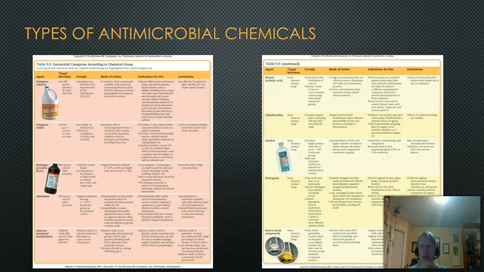We have phenol, chlorhexidine, alcohol, detergents, and heavy metal compounds. These are all capable of disinfecting, not sterilizing. They're effective for vegetative cells, sometimes for viruses, and for a variety of actions. I want you to look through these charts. I'm not going to read them all to you, but look through these modes of action and pay attention to that. Remember, we had 4 sites, 4 cell targets, and I want you to correspond these to those actions.